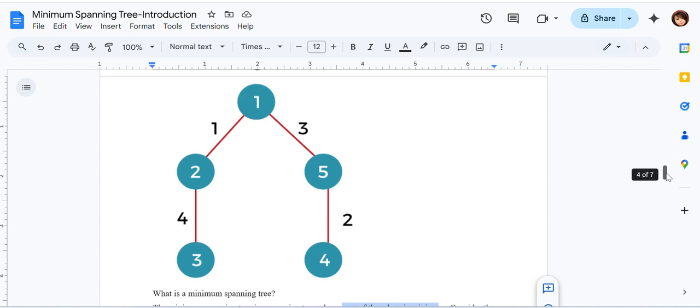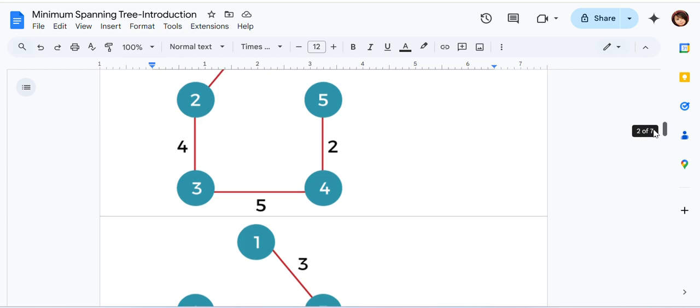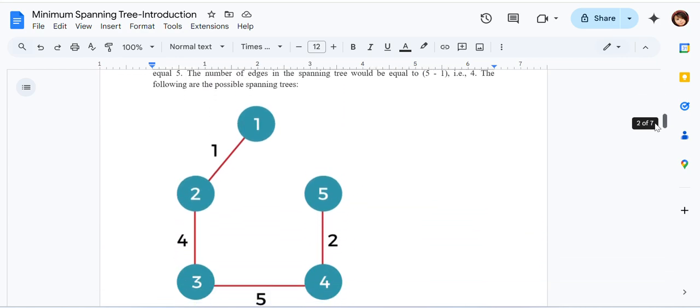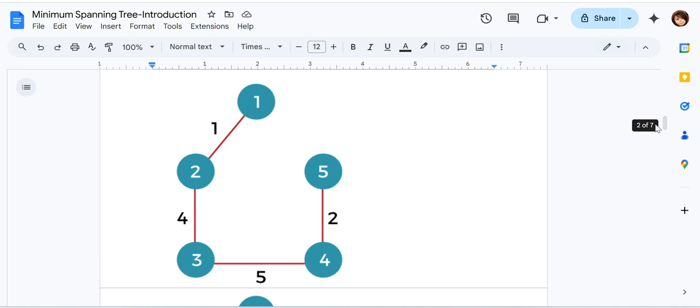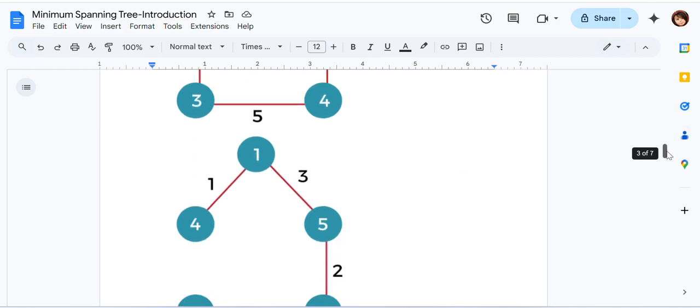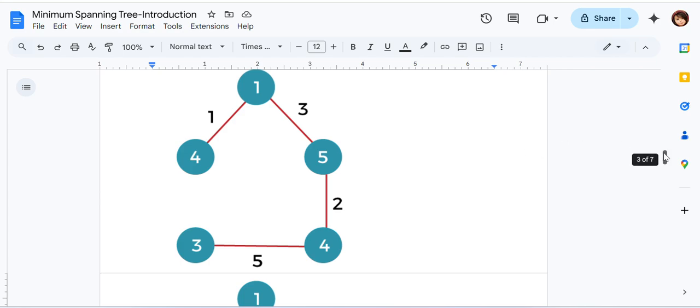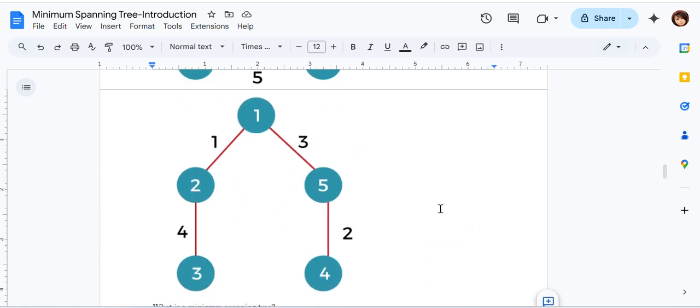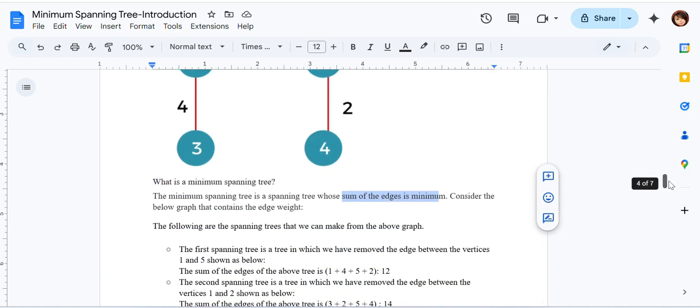Among the total edge costs of all the possible spanning trees, we have to find the minimum, the one which provides the minimum cost of edges. So here this gives you a total cost of 12, this gives you 14, this gives you 11, and this gives you 10. Among these, this is your minimum spanning tree. Okay, so that's the concept of minimum spanning tree.